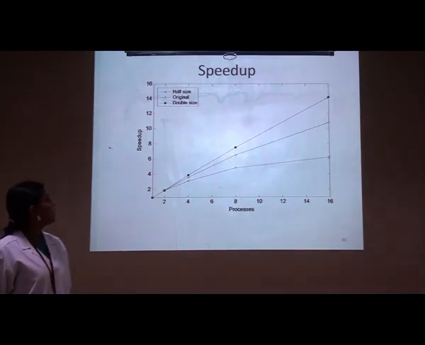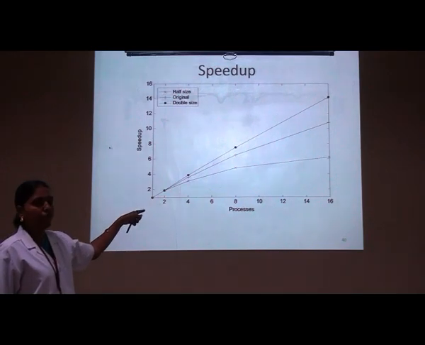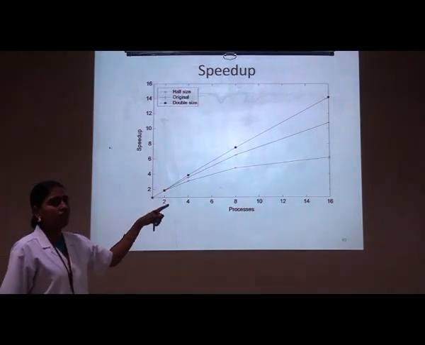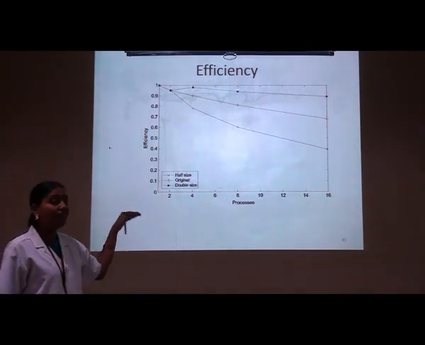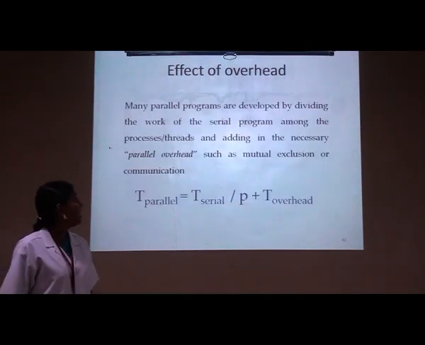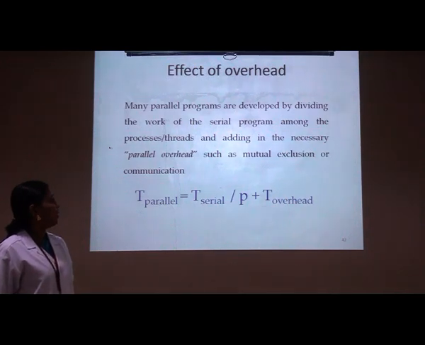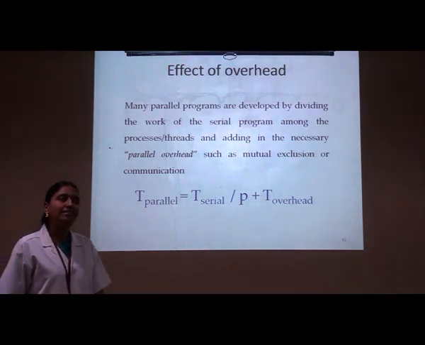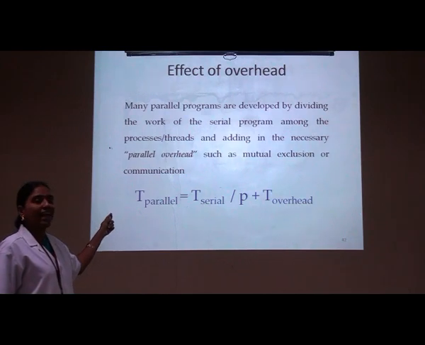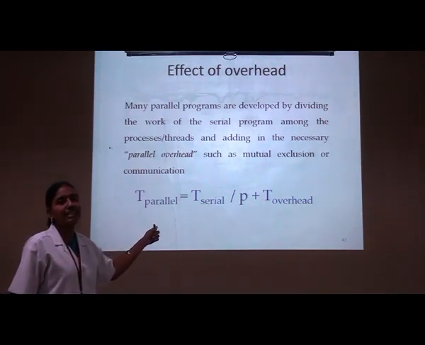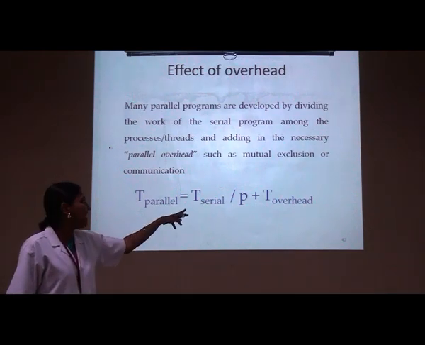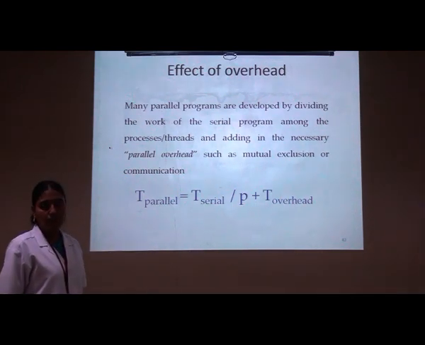This is the curve for speed up. It is increasing when the number of processes is increasing. Whereas efficiency is decreasing when increasing the number of processes. Here, the effect of overhead we need to consider. For large applications, whenever we are calculating the parallel runtime, we will be calculating this overhead also. So it is additionally added, right?